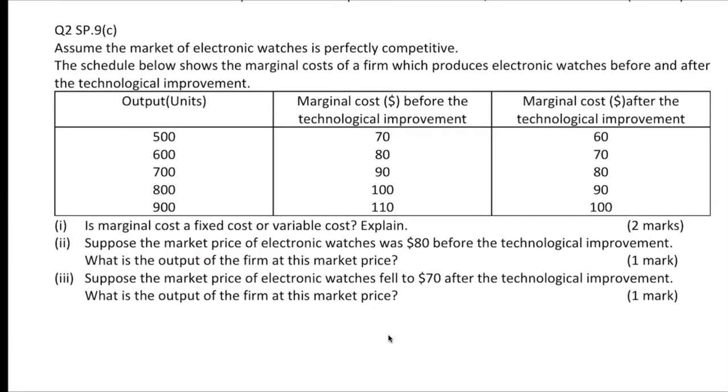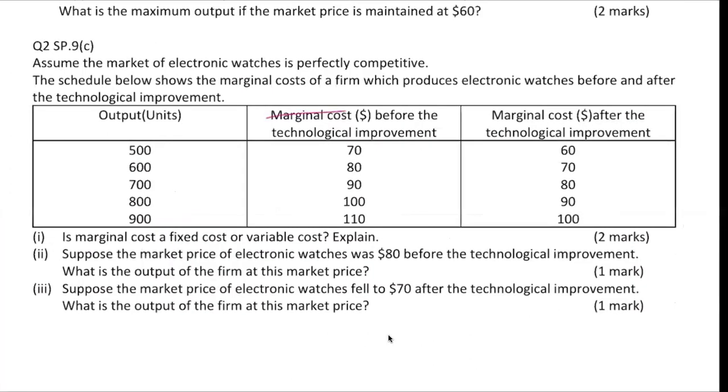Okay, so here we have a table. It shows the marginal cost before the technical improvement, marginal cost after technical improvement. So that means that is a change. Something changed. The technological improvement exists. Okay, so anyway, let's see what the question is talking about. It's talking about the first one. It talks about whether marginal cost is fixed cost or variable cost.